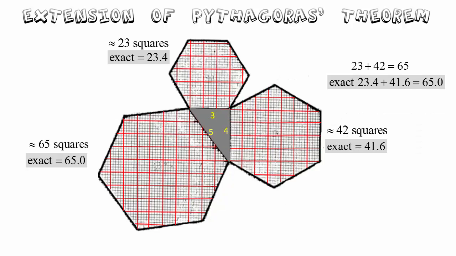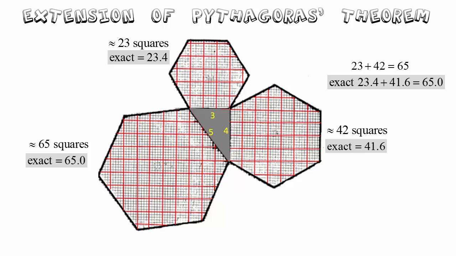What about a hexagon? A 6-sided shape on the sides. We can see on the screen firstly estimates for the area of each hexagon: 23 for the smallest, 42 for the next one, and 65 for the larger hexagon. And the relationship works. We have 23 plus 42 equals 65, and the exact values also seem to work.